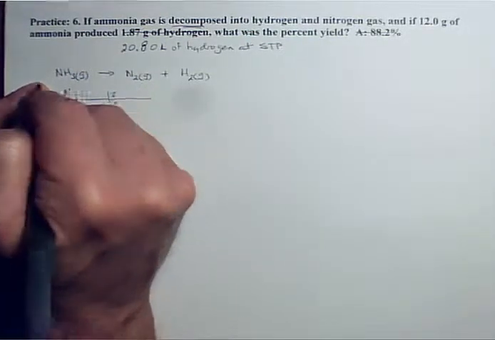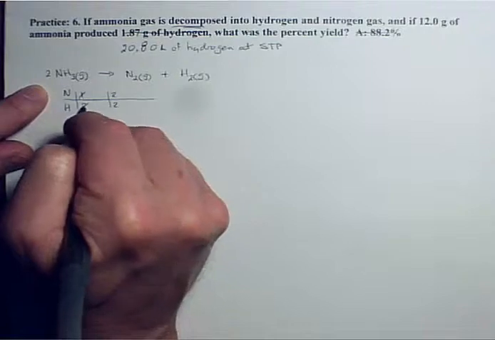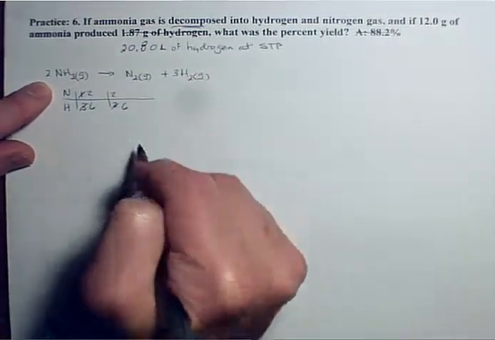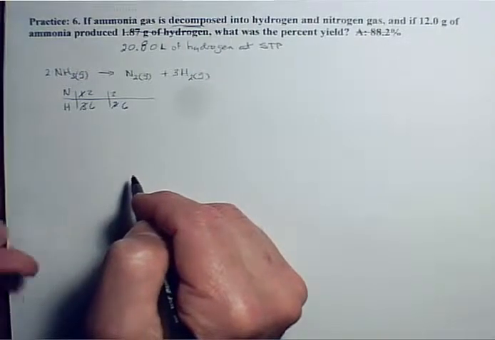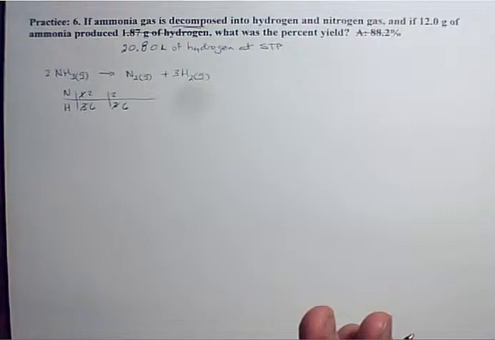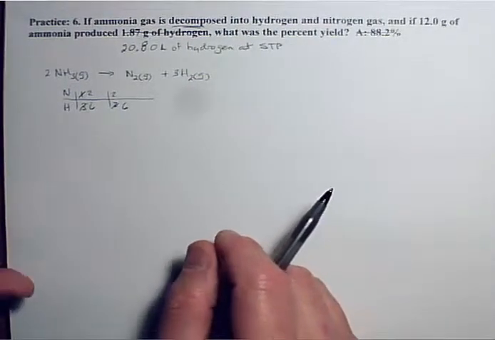So we can start with 2 of these, which will give us 2 and 6, and I'll put a 3 here, and that'll give us 6, and that's balanced. Okay. All right. So we're going to start then for our stoichiometry. We don't have to calculate to find a limiting reactant. We can go straight to the product here.